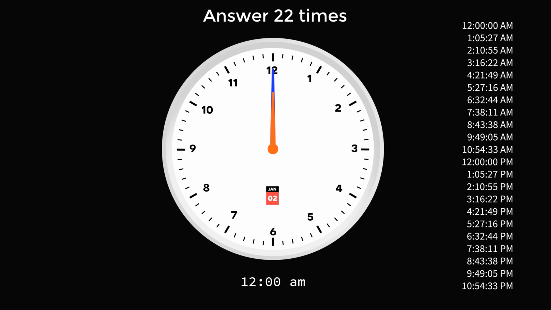So we can count out there are 22 times that the hands overlap, and that's the answer to this counterintuitive puzzle. But the answer alone doesn't actually tell us how to solve for these times, nor does it tell us anything about the structure. It is the solutions that mathematicians are interested in. So let's dive a little bit deeper into this question. How can we calculate the exact times?